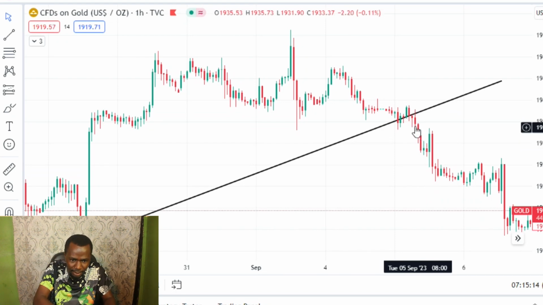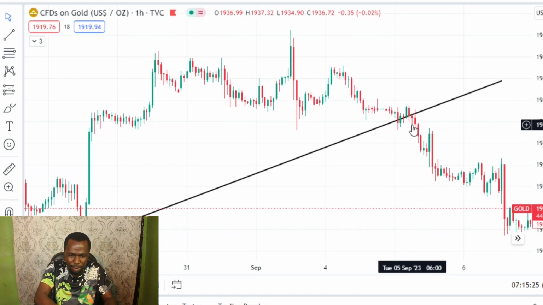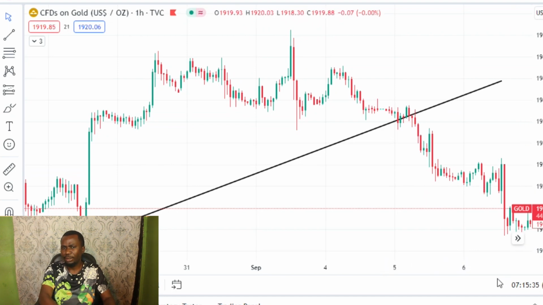So now this is the break of the trend line. You can see that the price breaks below the trend line and closes below the trend line. This candlestick tells you that the price closes below the trend line, right? You can then place your sell trade here and ride the trend. So this is how you trade the trend line.